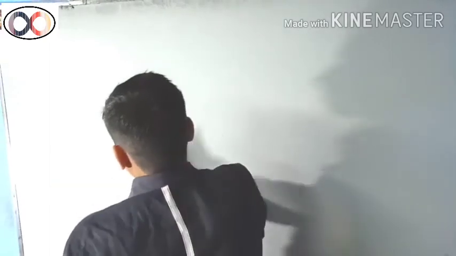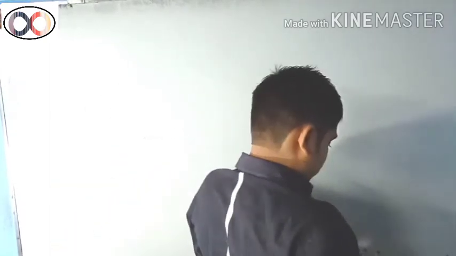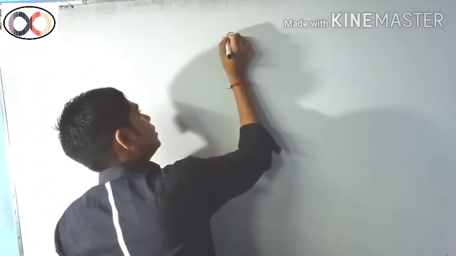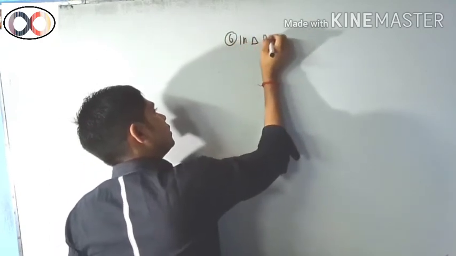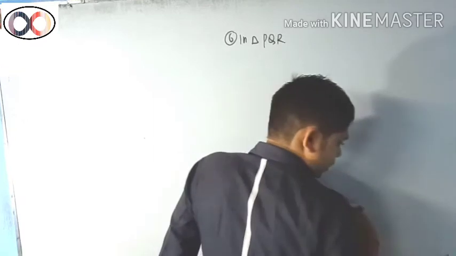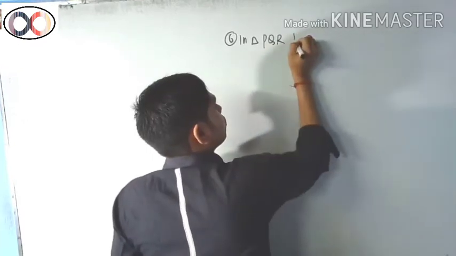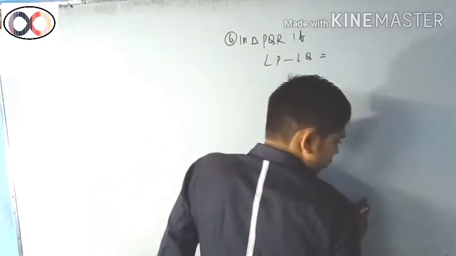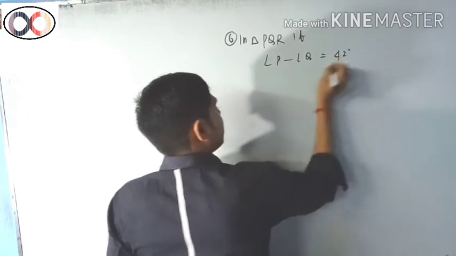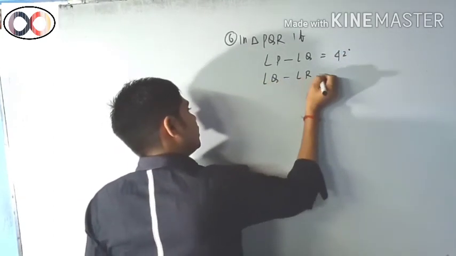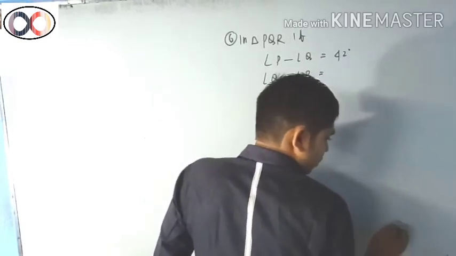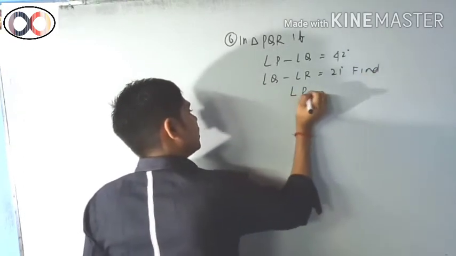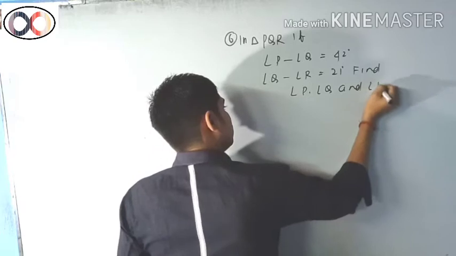Question number 6, that is from R.S. Agrawal. In triangle PQR, if angle P minus Q equals to 42 degrees, and Q minus R equals to 21 degrees, find angle P, angle Q and angle R. Okay, so this is the question.